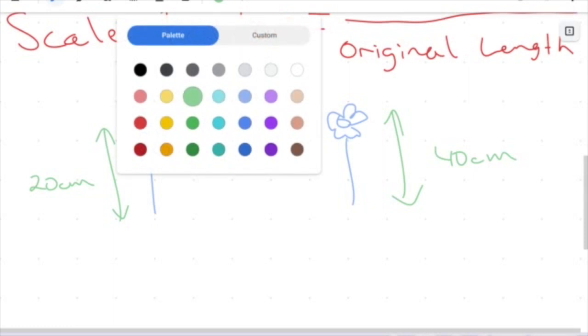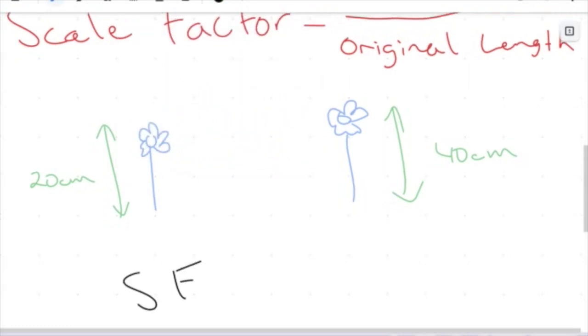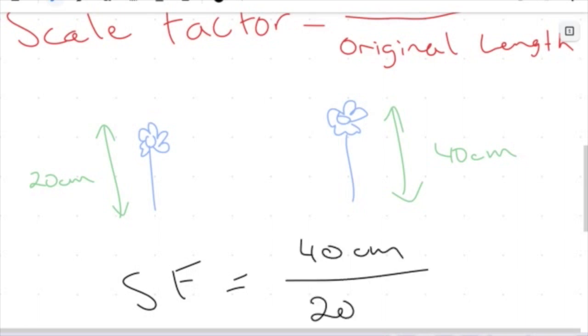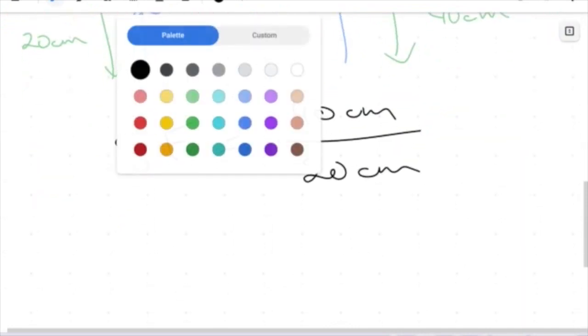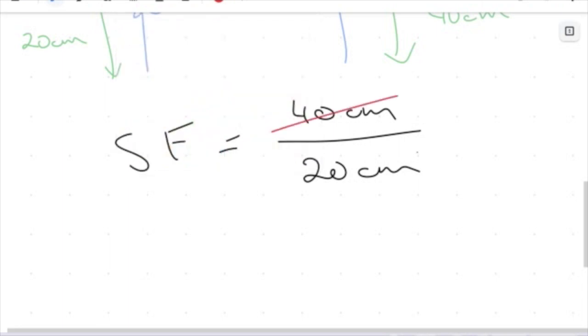If we wanted to find the scale factor, SF, I'm going to take the image, the new length, so that's going to be 40 centimeters, and we're going to divide that by 20 centimeters. And this is going to end up simplifying to a scale factor of 2, because 20 goes into 40 2 times. So this has been enlarged by a factor of 2.